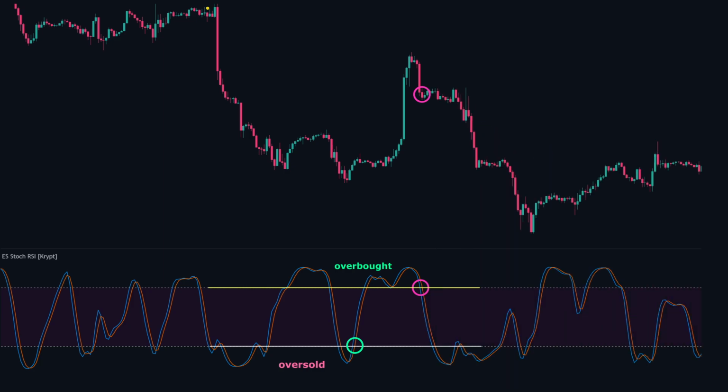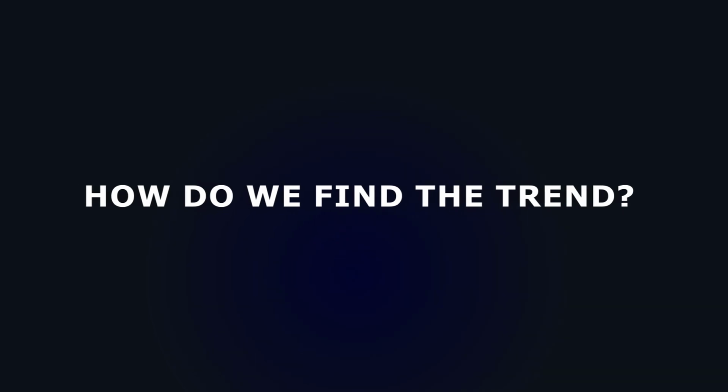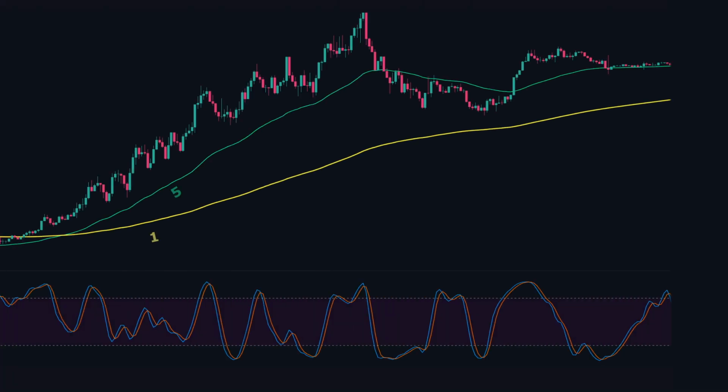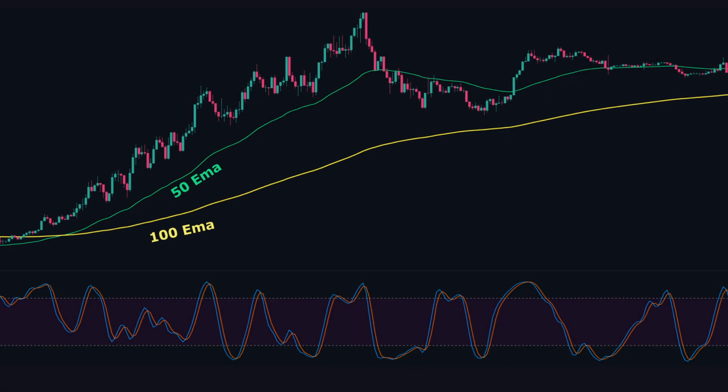Remember, we need to use the Stochastic RSI in relation to the trend. As the saying goes, the trend is your friend. Now the question is, how do we find the trend? For that, we use 2 exponential moving averages to identify the trend. Go to the settings and select the 50 EMA and the 100 EMA, and make sure to deselect all other options. After successfully placing all these trading indicators on your chart, let's see how to use them.